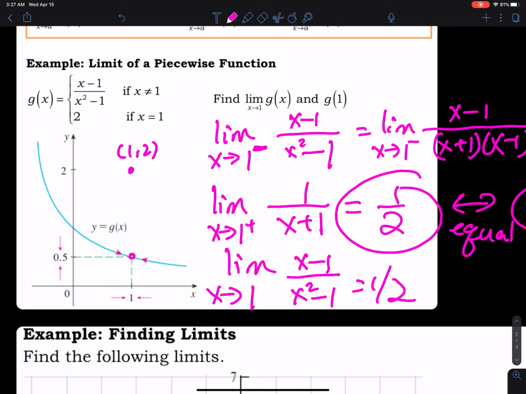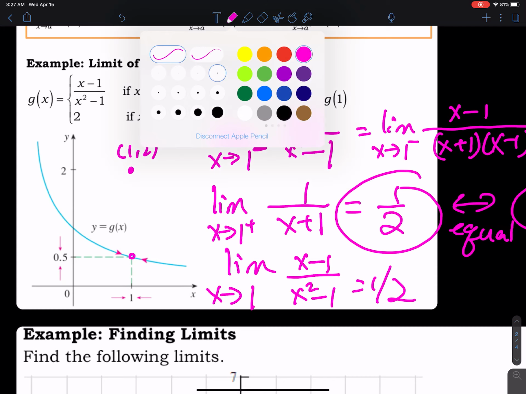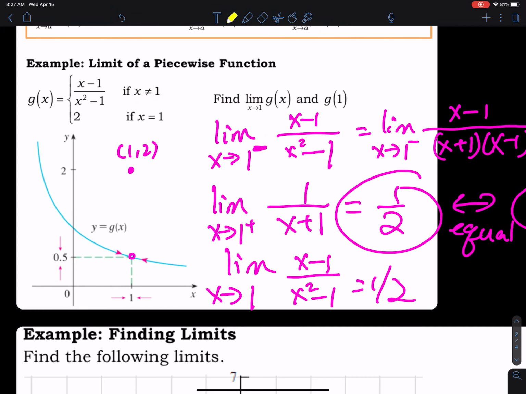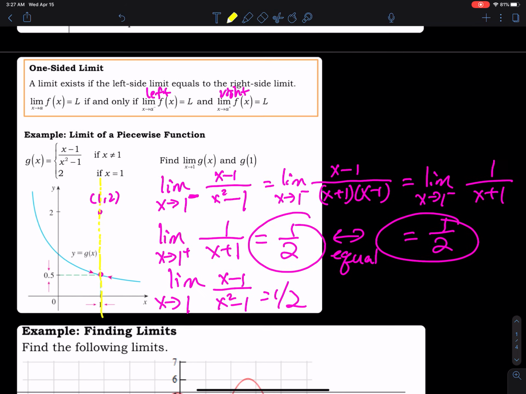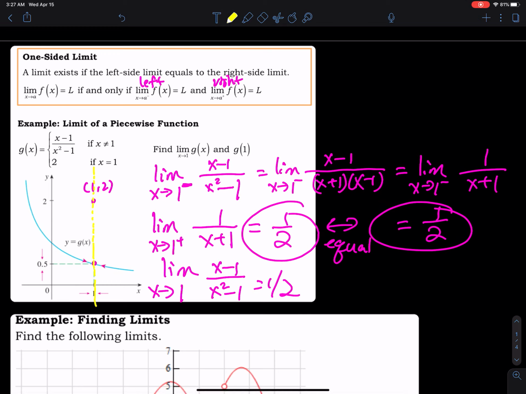Is this a function? Of course, because it passes the vertical line test. You draw a vertical line. This vertical line touches one point only. So that is still a function. The vertical line test is passed. And then we do a one-sided limit, one on the left, one on the right. They are equal. So overall, the limit of the function as x approaches 1 is equal to 1/2.